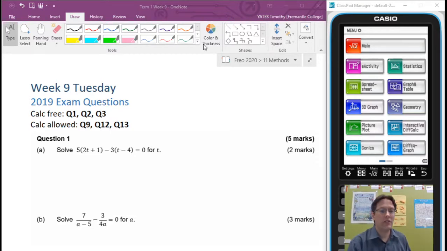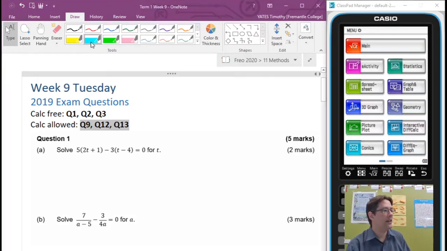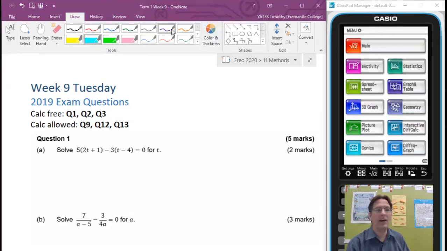So this is our Tuesday lesson for week 9, and we're going to be having a look at the 2019 exam questions. As I said, we're going to look at 3 calculator free exam questions and 3 calculator allowed ones. One of the other things about the calculator allowed section is that is the section where you are allowed your own notes. In the calculator free section, you are not allowed your own notes. You are only allowed the formula sheet that is provided to you by us. And in the calculator allowed section, you are allowed your own formula sheet. And obviously you're allowed your calculator as well.